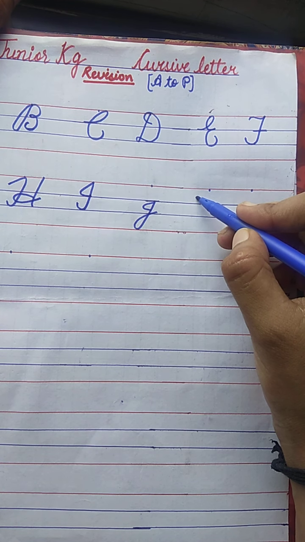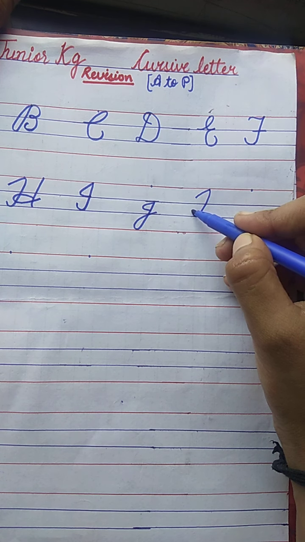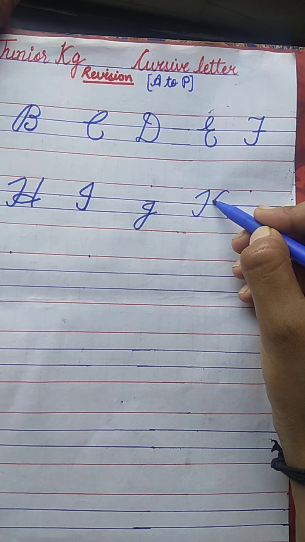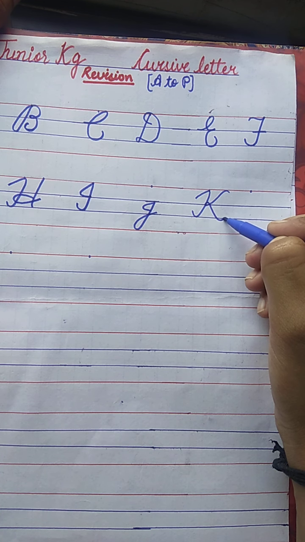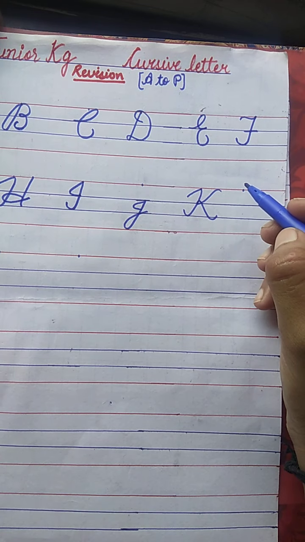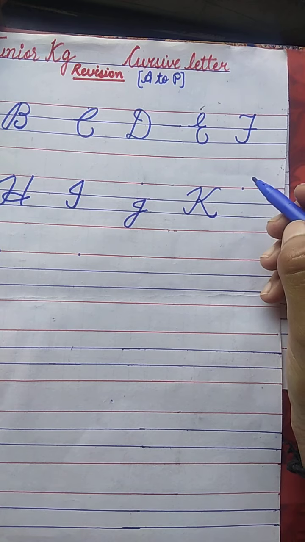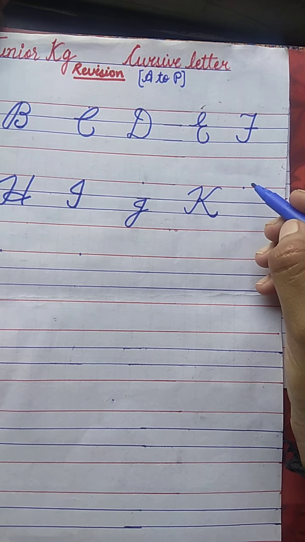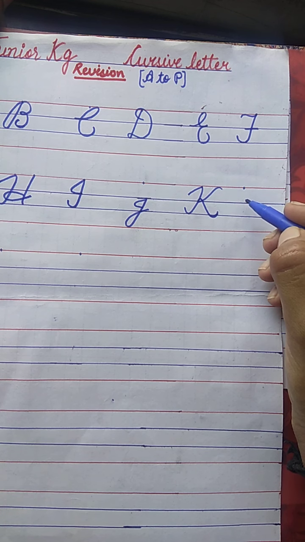See here, draw a curve, a slanting line, one more curve, and again a curved line, a loop, then again a curved line. This is letter K. K for kite. What is the spelling of kite? K-I-T-E. Kite. Now the next letter is L.